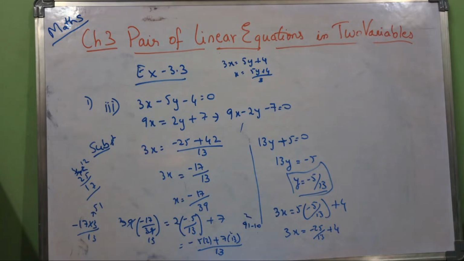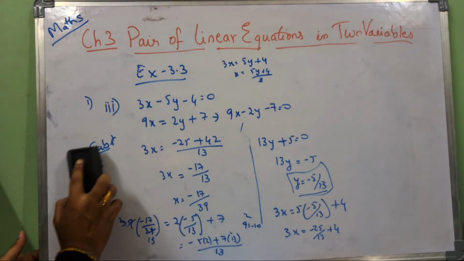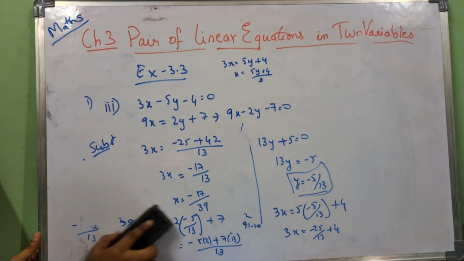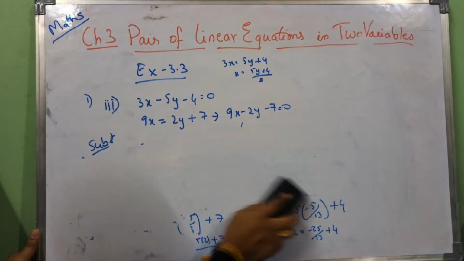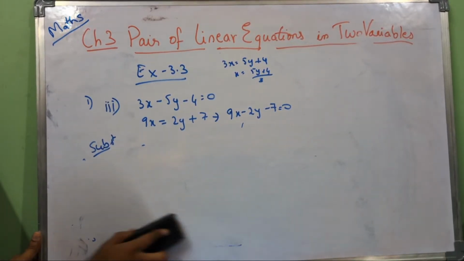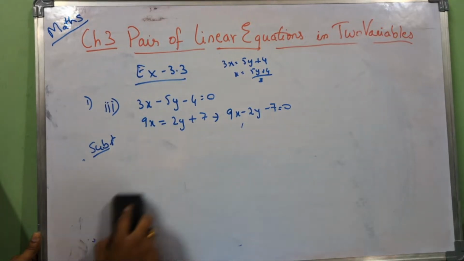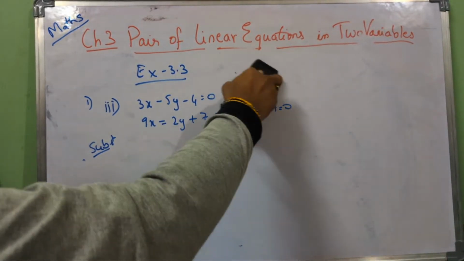5y plus 4 by 3 substituted here, and 9x minus 2 into this. I'll just do it again. I think I managed. Just time, full focus. Come on. No reverts.